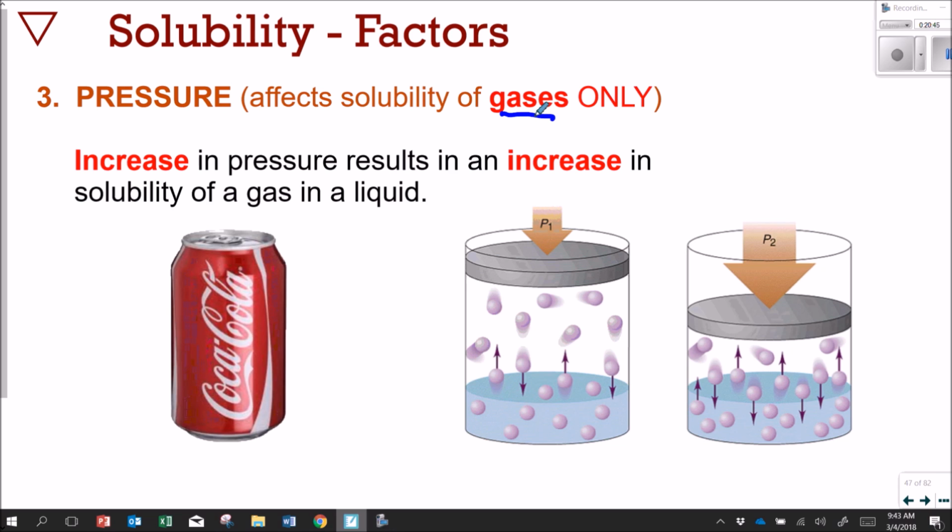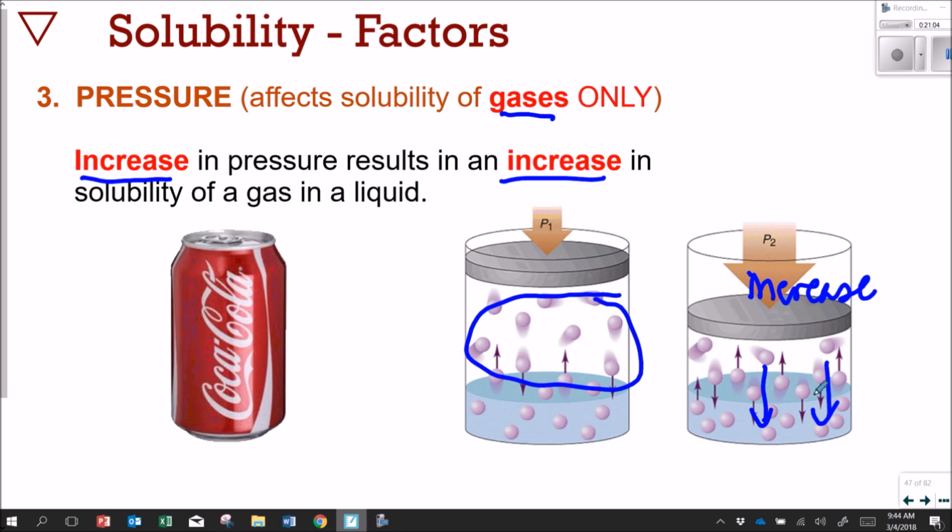Finally, we have pressure, and remember we said pressure affects the solubility of gases only. So an increase in pressure will increase the solubility of a gas into a liquid. As you can see here, there are gas particles above the liquid. At low pressure, if I increase the pressure, it's almost like I'm pushing those gas particles more into the liquid, so more gas particles will dissolve.